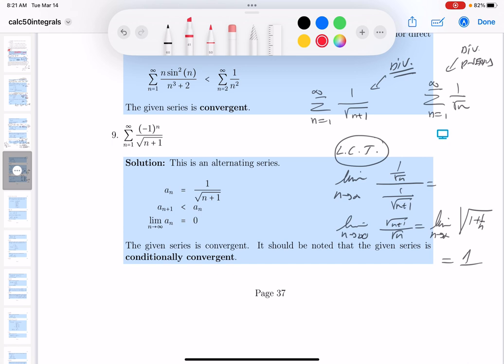And that's important, that we're able to determine that this series here is certainly convergent by the AST, but I moved on, and I also said it's conditionally convergent by looking at the limit comparison test of the absolute values. Thank you.